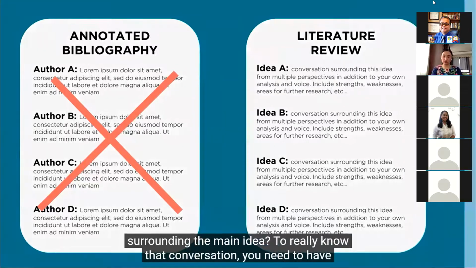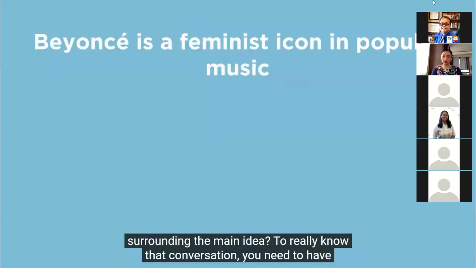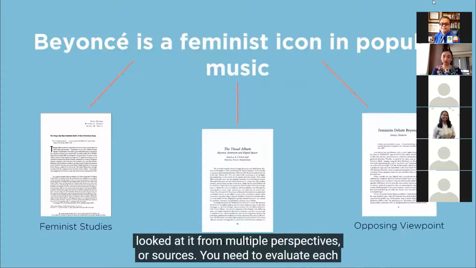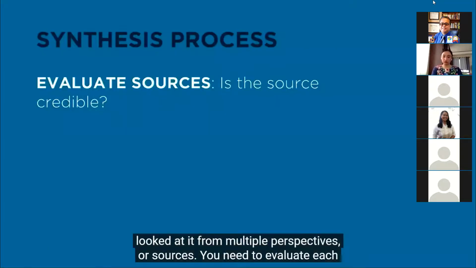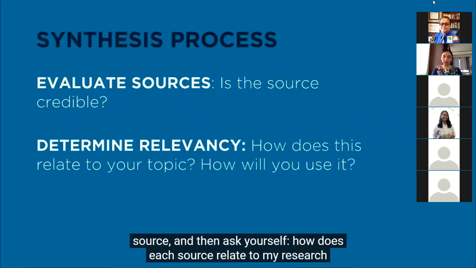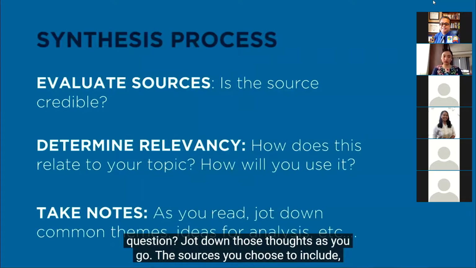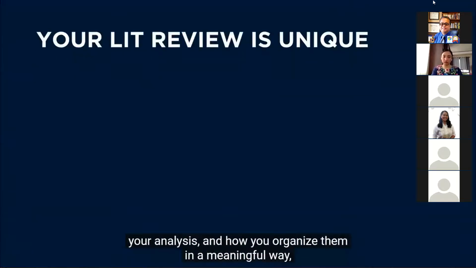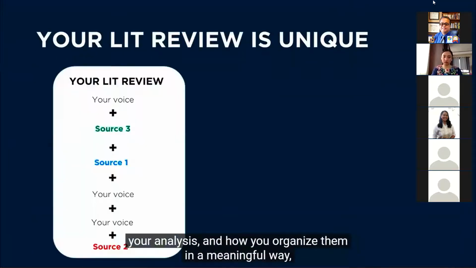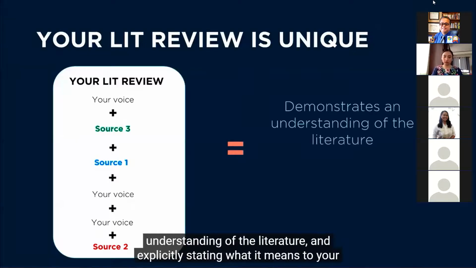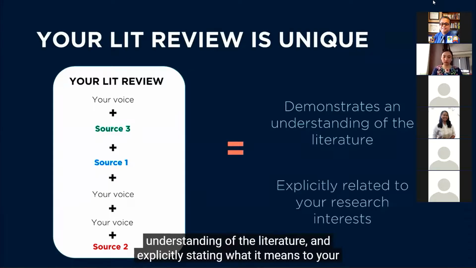What is the conversation surrounding the main idea? To really know that conversation, you need to have looked at it from multiple perspectives, or sources. You need to evaluate each source and then ask yourself, how does each source relate to my research question? Jot down those thoughts as you go. The sources you choose to include, your analysis, and how you organize them in a meaningful way make your literature review unique.